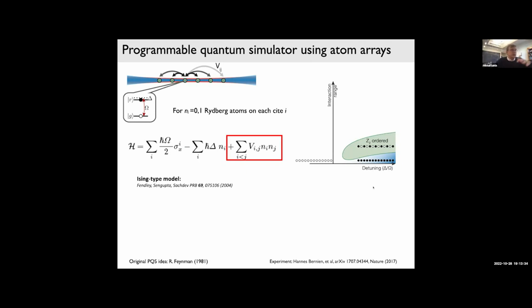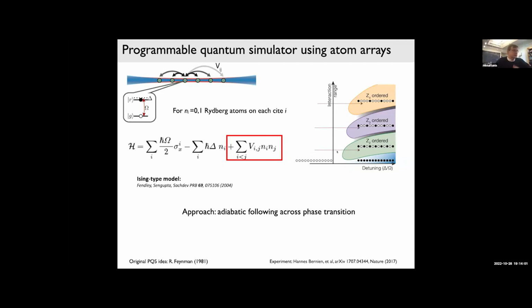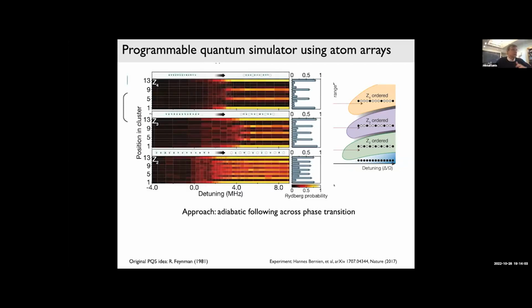And if you now increase the interaction range even further, then you will be able to excite every third atom and every fourth atom and so on. So within our system, we can explore this phase diagram very easily by, for example, starting with all atoms in the ground state, with detuning in the negative region, where this ground state is an eigenstate, and then just doing adiabatic sweeps to enter all of these different states. And this is some of our first experimental data which we obtained on this system.